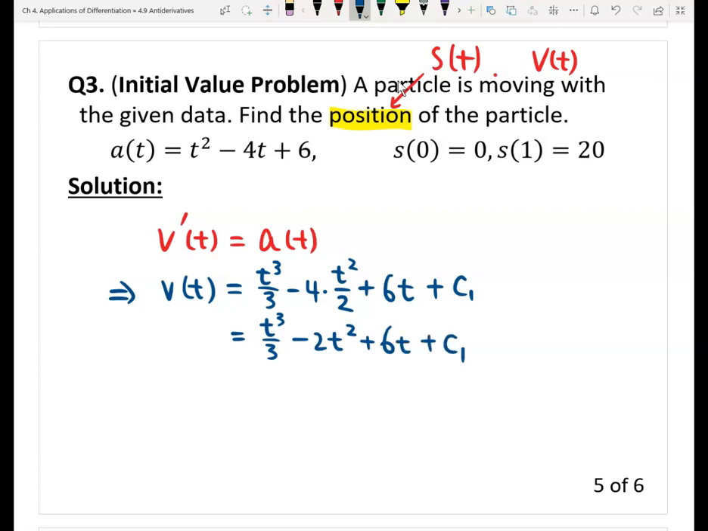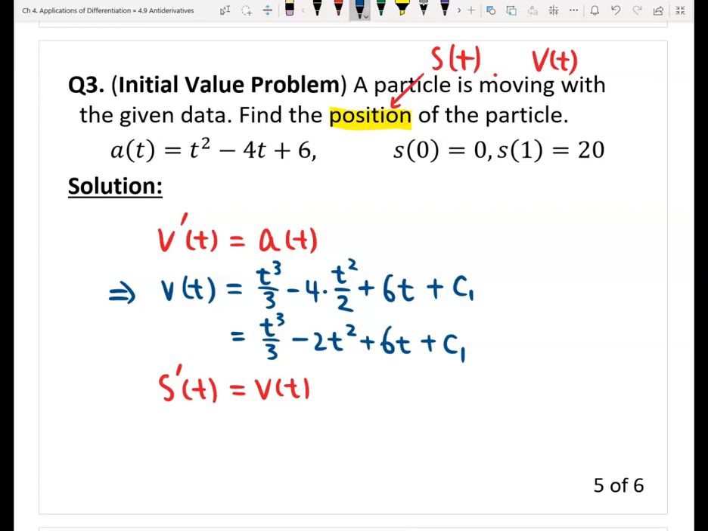So now good, we already found v. What do we do now? Okay, so we need to move on to find s. What's the relationship between s, the position, and the velocity? We have to use another relationship, which means s take a derivative equals v. That's famous, right? Therefore s is the particular antiderivative of v. So we get the general solution first.